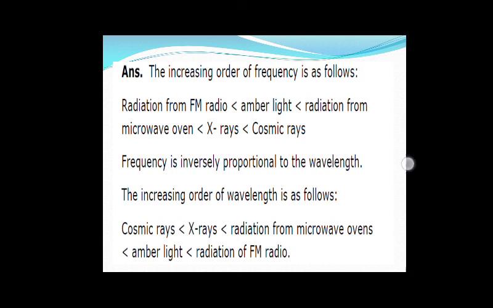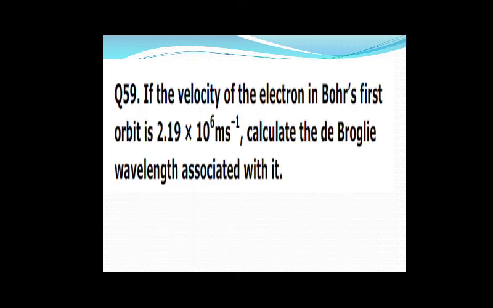Okay. The next question: if the velocity of the electron in Bohr's first orbit is given, velocity is given as v, calculate the de Broglie wavelength associated with it. Again the formula we will use is lambda is equal to h upon mv. Mass of electron everyone knows, 9.1 into 10 raised to power minus 31 kg. v has been given to you, h value you know. Pause the video and try and verify your answer.